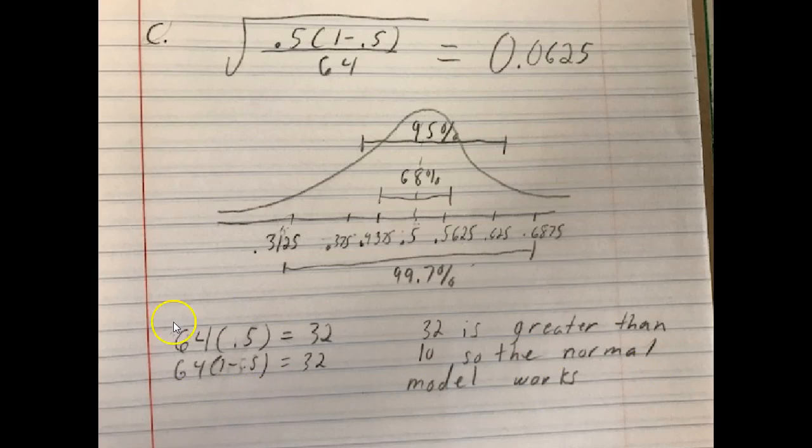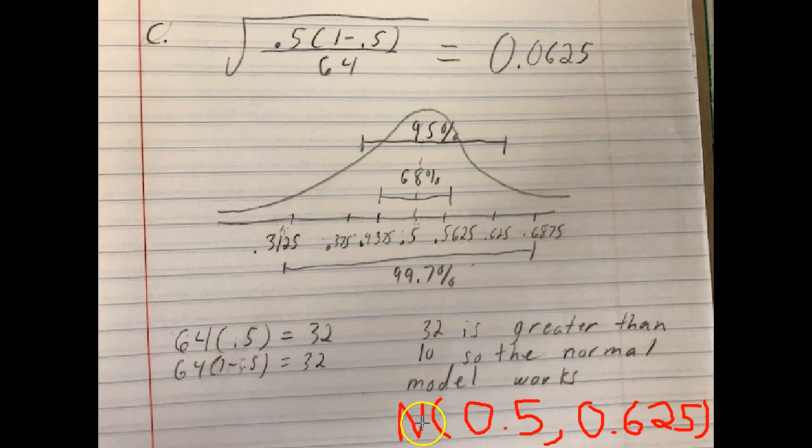Now we need to check and see that the normal model here is appropriate. So we did the same thing we did on the last one, and we multiply n times the probability that we'll get heads, which is 64 times 0.5 equals 32. And again, we see that this is greater than 10. So again, the normal model will work in this instance.